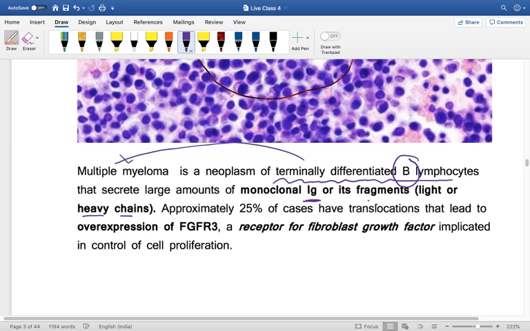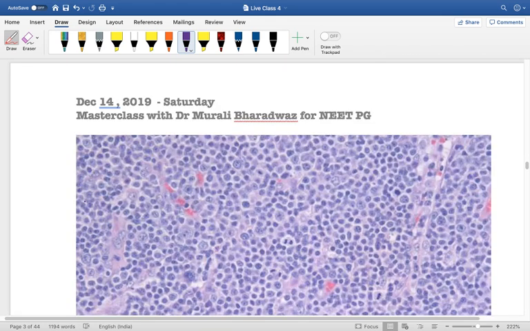Typically, they have translocations. 25% of the multiple myeloma are due to translocations. Because of the translocations, there is an overexpression of FGFR3. What is that? Fibroblast growth factor receptor 3, FGFR3. So this is one important single liner MCQ: FGFR3 overexpression in multiple myeloma.